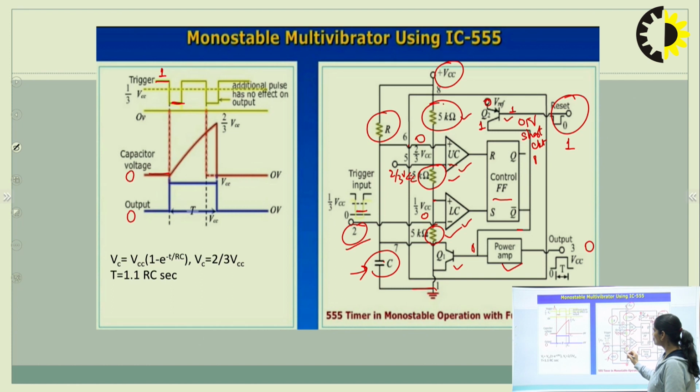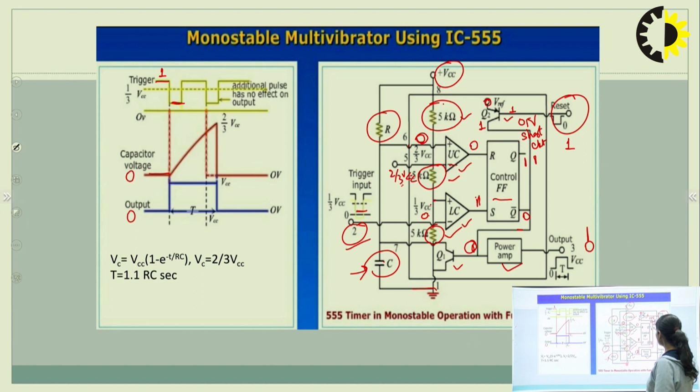Now if you compare the positive and negative terminals of this lower comparator, the positive terminal is 1/3 VCC and the other voltage is 0, so the positive terminal is high, which means its output is equal to 1. For the upper comparator, the positive terminal is 0 and the negative terminal is 2/3 VCC, so comparing these two terminals, the output is equal to 0. Now if R is 0 and S is 1, it means set is high, so Q is high. If Q is high, then Q bar is equal to 0, and connected to the power amplifier, your output is equal to 1.